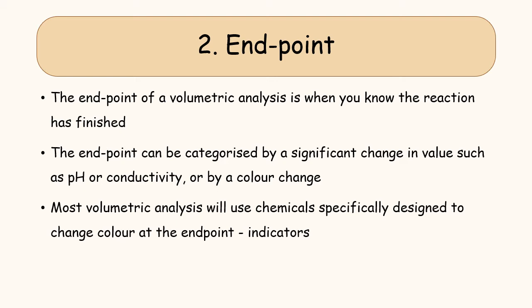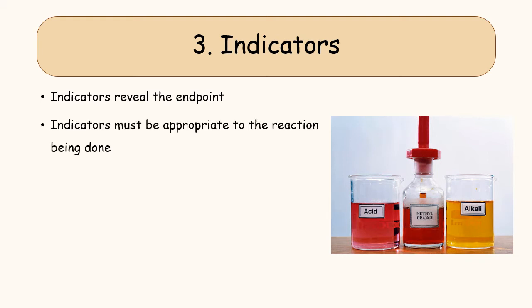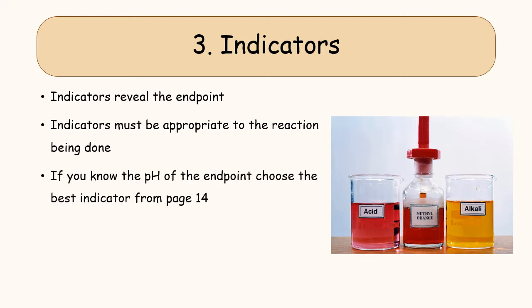And many volumetric analyses will use chemicals designed for specific reactions that will change color at the end point, and we call these indicators. So indicators are used to reveal the end point for reactions where everything's the same color or everything's colorless. Indicators must be appropriate to the reaction being done. So there's no point adding an indicator that's not going to change color at the specific endpoint.